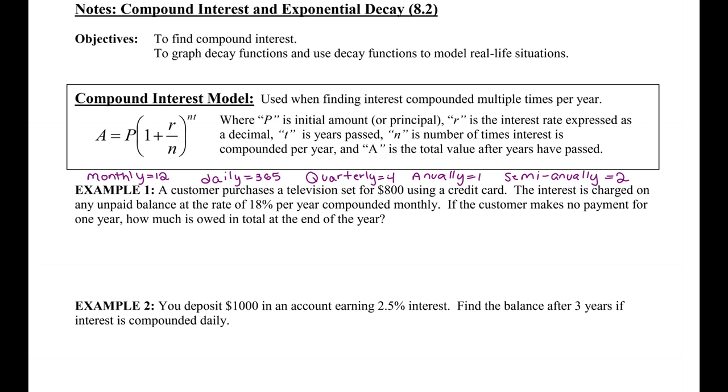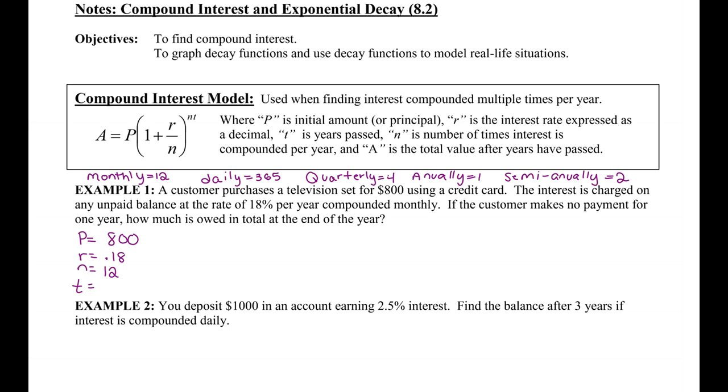We're going to start with example 1 by identifying each part of the equation. So we'll need to identify P, R, N, and T. A customer purchases a television set for $800 using a credit card. That is our initial amount. The interest is charged on any unpaid balance at the rate of 18% per year compounded monthly. 18% as a decimal is 0.18, and it's compounded monthly, which means it's compounded 12 times. If the customer makes no payments for 1 year, how much is owed at the end of the year?